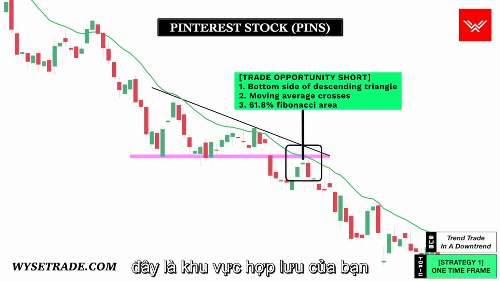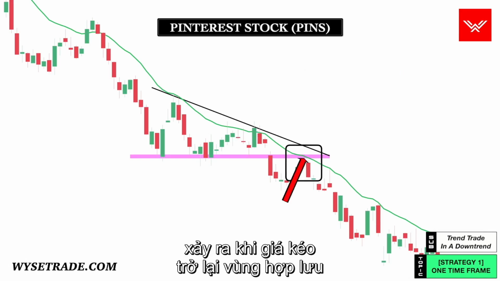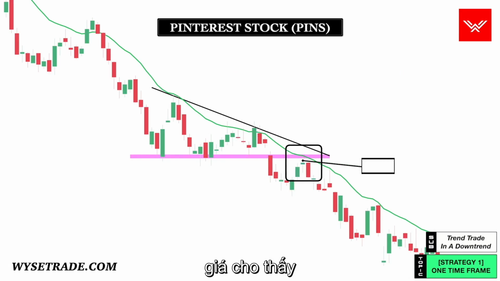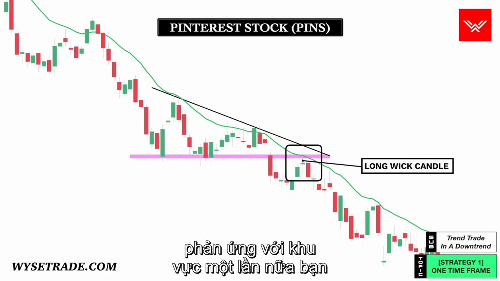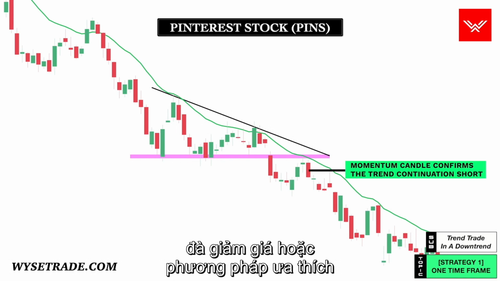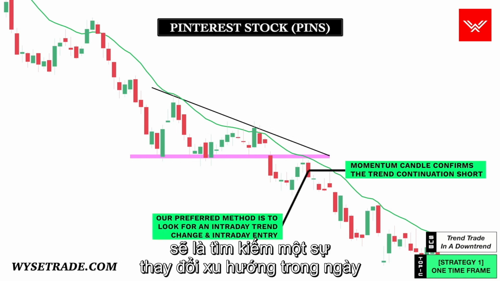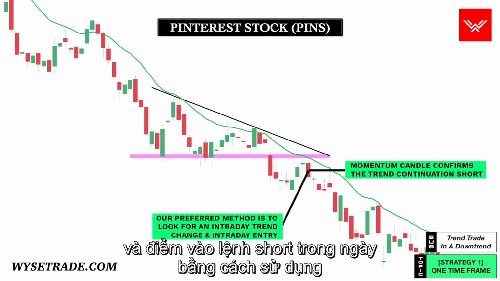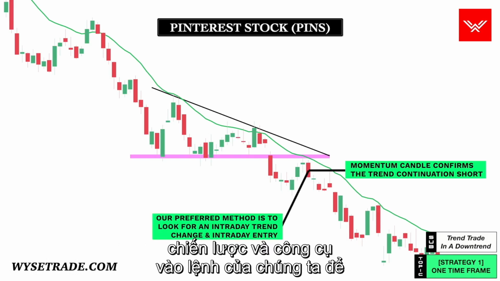This here was your area of confluence and where the short trade opportunity occurred. As price pulled back up to this area of confluence, you had your long wick candle form, which shows a reaction to the area. Again, you either take a short trade after the bearish momentum candle, or the preferred method would be to look for an intraday trend change, an intraday short entry, using our entry strategy and tool.